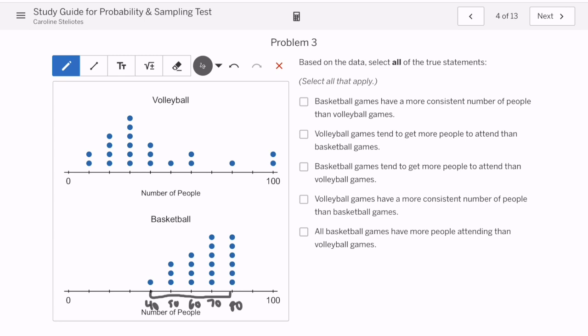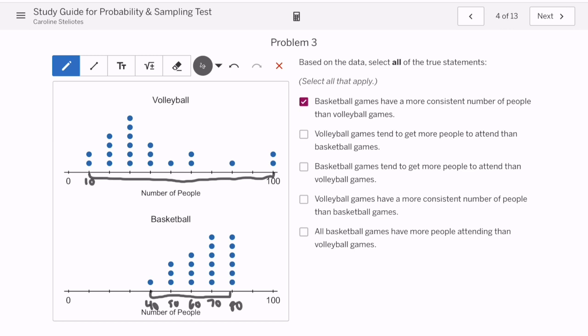But if we go to volleyball, we have 10 people for one volleyball game, and then we have 100 for another volleyball game. So it's this very big range. And if we found the interquartile range, the IQR, the same would be true. So basketball games have a more consistent number of people, right? The range that the data falls in is smaller, so there's less variability. Then we have, volleyball games tend to get more people to attend than basketball games.